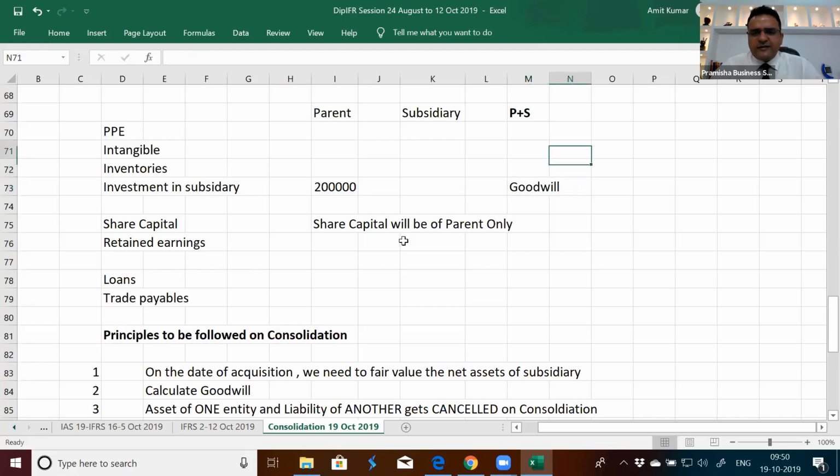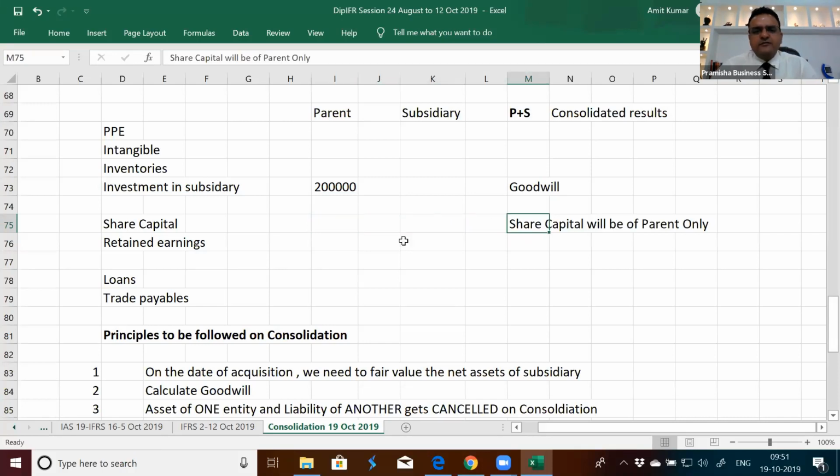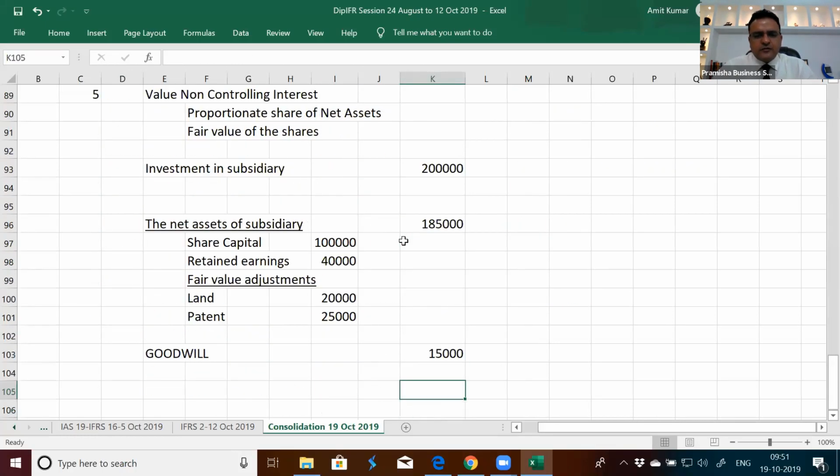So in P plus S, in the consolidated results, it will be share capital of parent only, because the share capital of subsidiary and the retained earnings position on date of acquisition get cancelled with this investment in subsidiary of 200,000. And once it gets cancelled, the date of acquisition balance was 185,000.